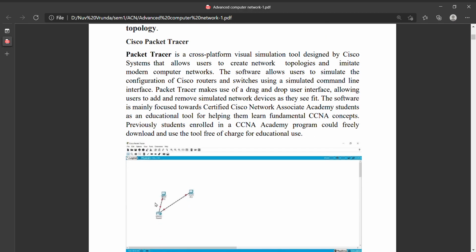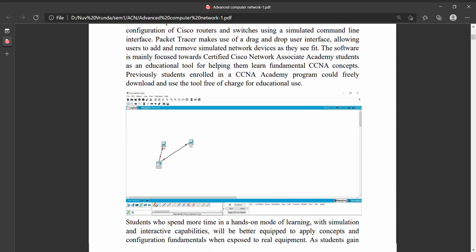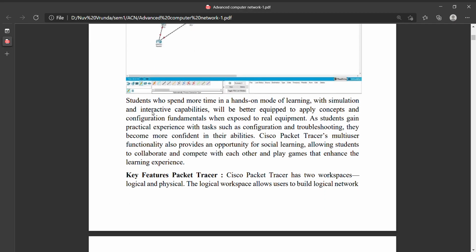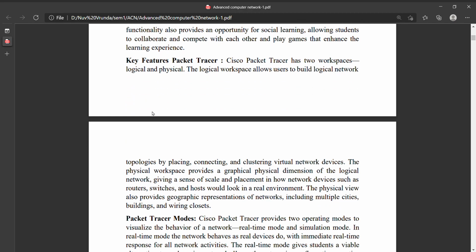Okay, this is how Cisco Packet Tracer looks. Here are the tools available in Cisco Packet Tracer, and wires are also available, like coaxial cable and simple twisted pair cable. Routers are also available in all this.